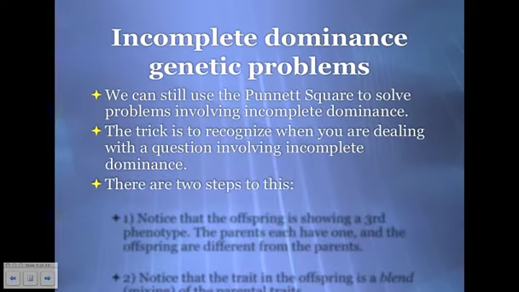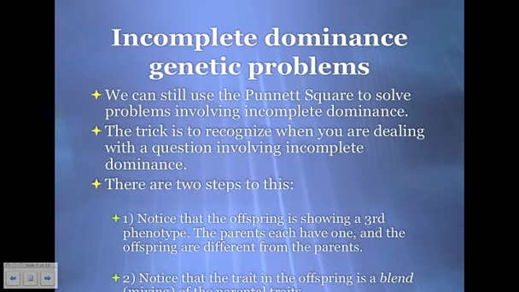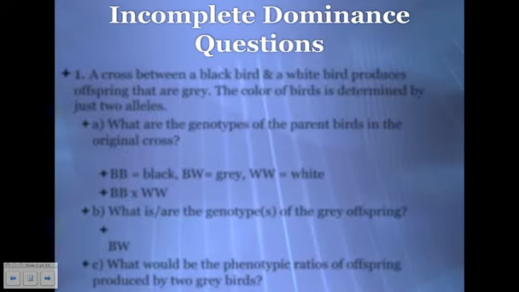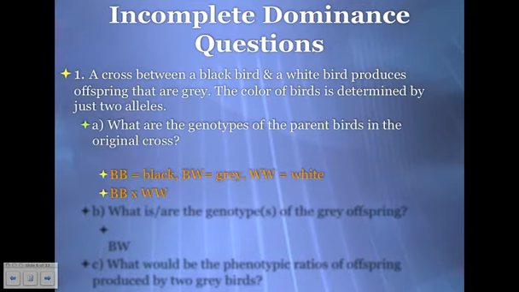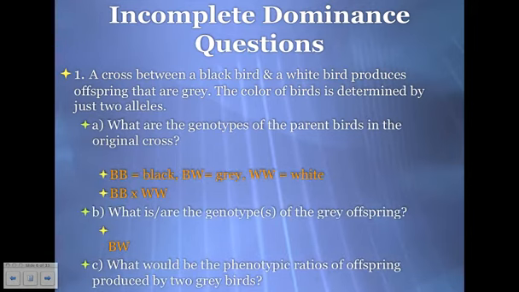For incomplete dominance genetic problems, we can still use the Punnett square to solve these problems. The trick is to recognize when you're dealing with a question involving incomplete dominance. There are two steps. First, notice that the offspring is showing a third phenotype. The parents each have one, and the offspring may be different from the parents. Secondly, notice that the trait in the offspring is a blend or mixture of the parental traits. So let's now go ahead and do some incomplete dominance questions.